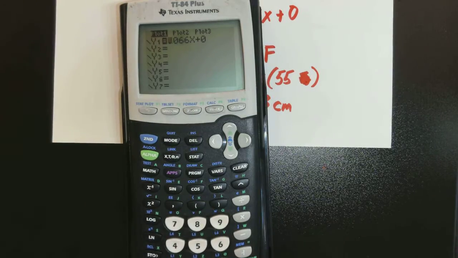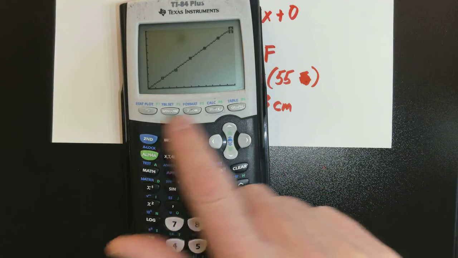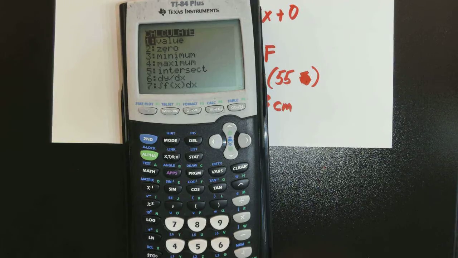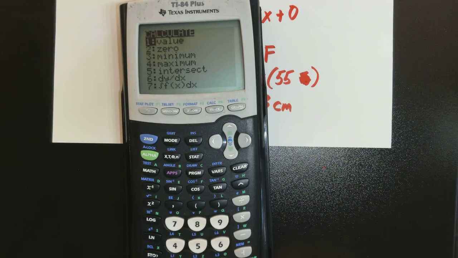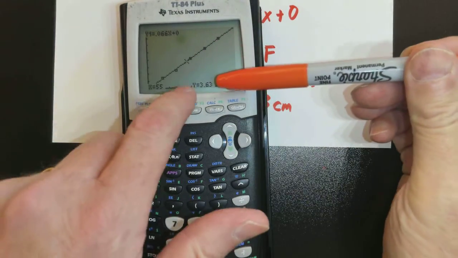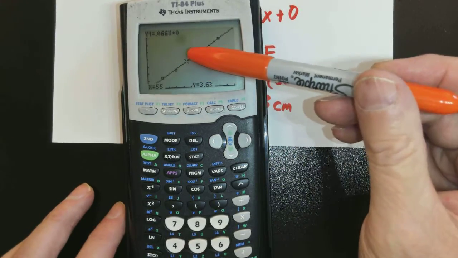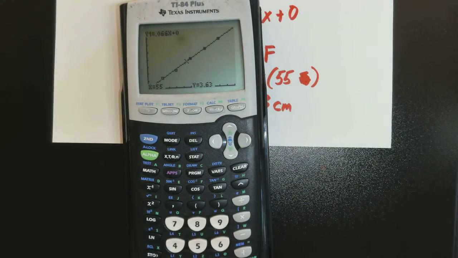Then I do want to show you something that you can do. You look at your graph. If you go second calc, the first thing up there is value. Have you ever done this? Where you put a value in? I want to put 55 in. Hit enter. And it shows you that point. You can see y equals 3.63. I don't use that option very often. It's kind of neat that it's there. Okay? Any questions on that process?